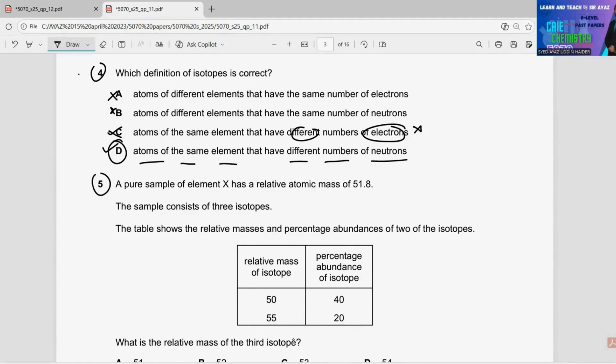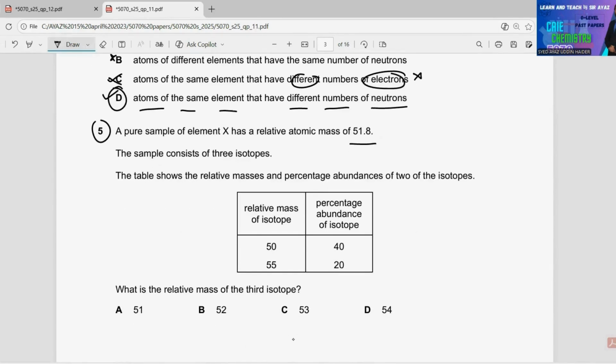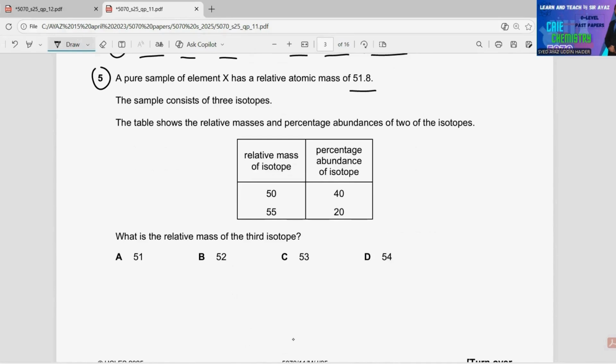Number 5. A pure sample of element X has a relative atomic mass of 51.8. The sample consists of 3 isotopes. The table shows the relative masses and percentage abundances of 2 of the isotopes. What is the relative mass of the third isotope? So let's consider this third isotope as C. First of all, I need to find the percentage abundance of this isotope. So 40 plus 20 is 60. So 100 minus 60 gives 40. So 40 will be the percentage abundance of C.